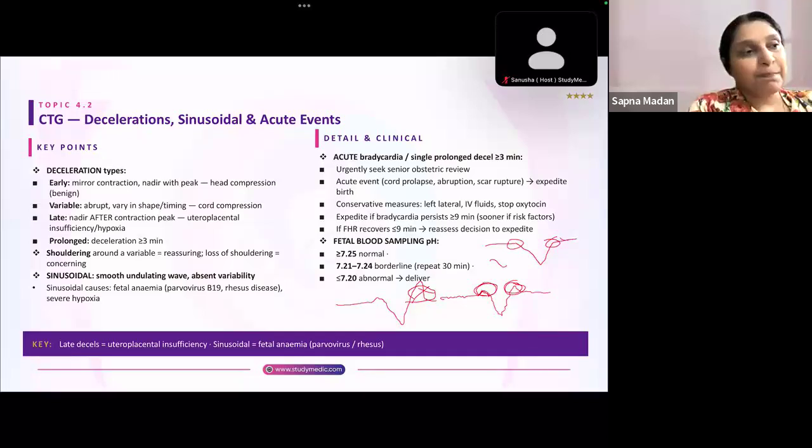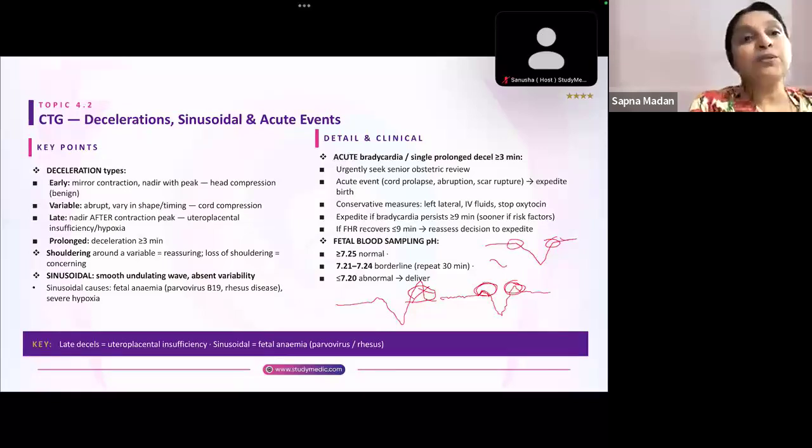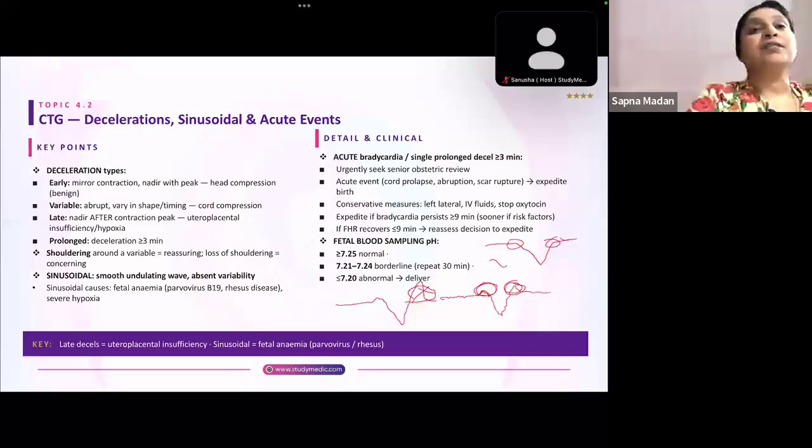So more than 7.25 is normal. 7.21 to 7.24 is considered borderline. If it is borderline, then we will repeat the fetal blood sampling and continue the CTG in 30 minutes. And if it is less than or equal to 7.20, then it is considered abnormal and we have to expedite the delivery. So late decelerations are uteroplacental insufficiency, and sinusoidal pattern is a sign of fetal anemia, which can be due to any cause, but most commonly seen in parvovirus infection and rhesus incompatibility.